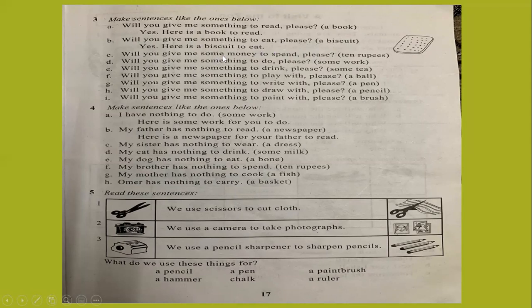"Will you give me some money to spend, please?" We have to use these words in our answer. So how do you write the answer? Yes, "Here are 10 rupees to spend." The last word we use is the same as it is. To spend, to do, to drink, to play. "Will you give me something to do, please?" Yes, "Here is some work to do."